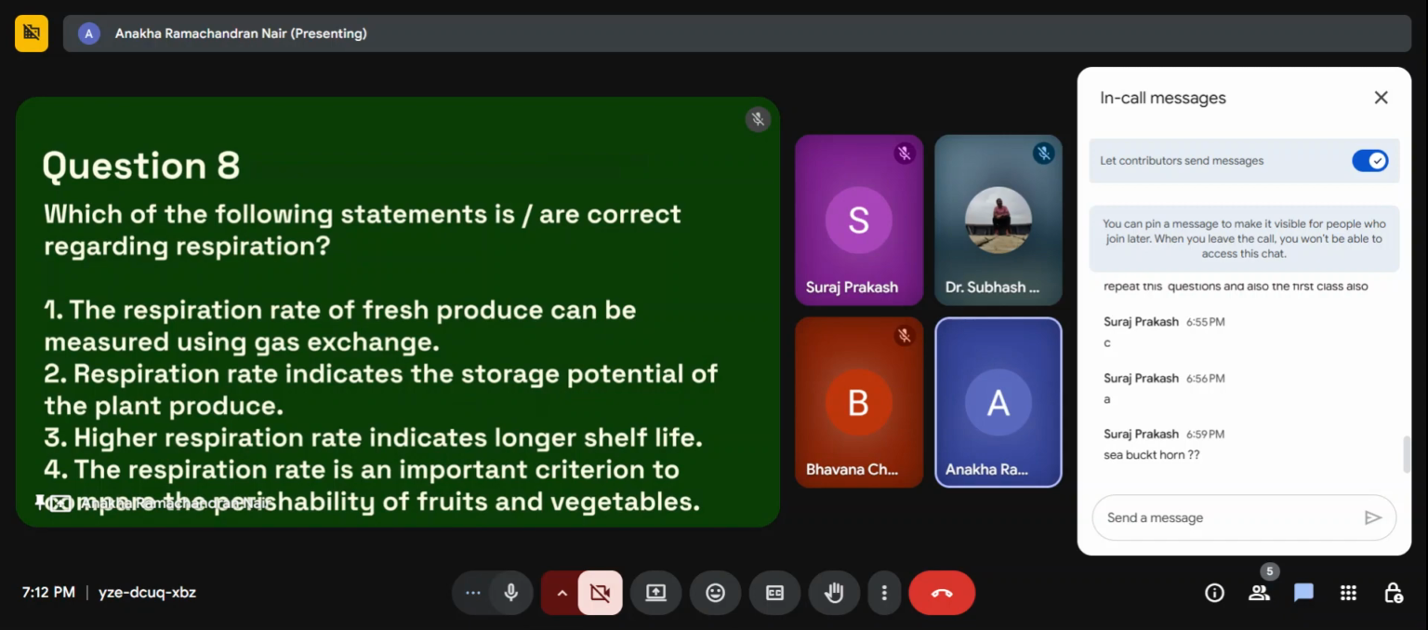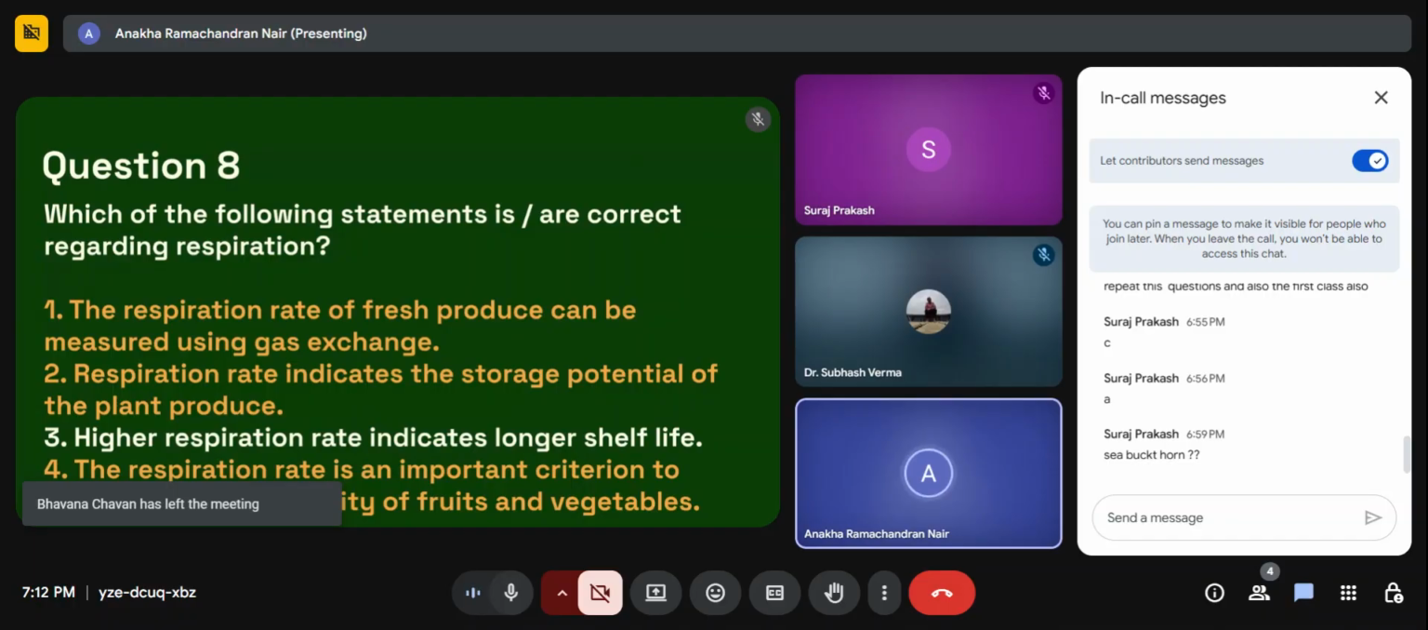All right. So I'll move on to the answer then. So the correct answer is 1, 2, and 4. The respiration rate of a fresh produce can be measured using a gas exchange. Respiratory rate indicates storage potential of the plant produce, right? Option 4, the respiration rate is an important criteria to compare the perishability of fruit and vegetables, is also correct. The only one which was incorrect was the higher respiration rate indicates longer shelf life.